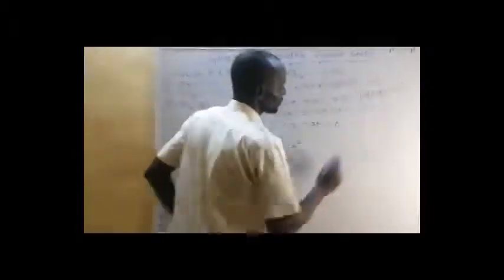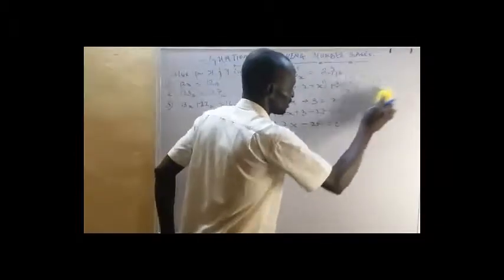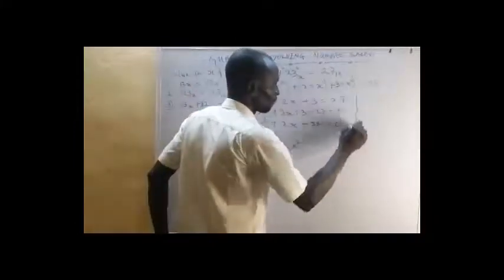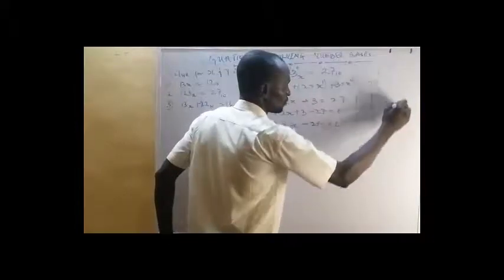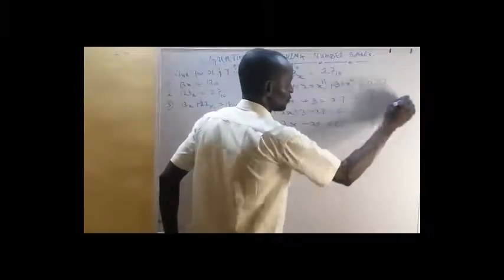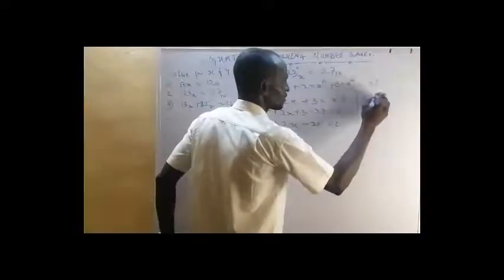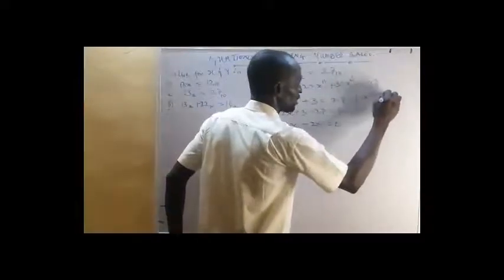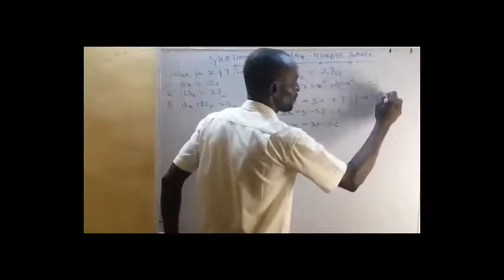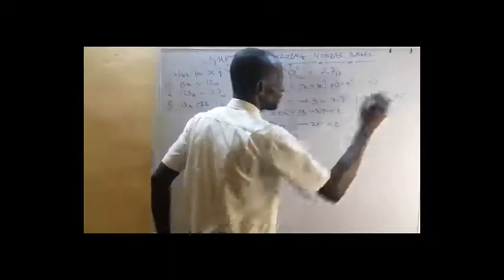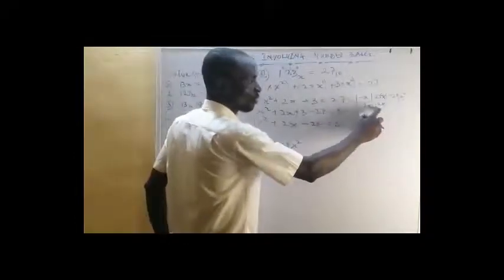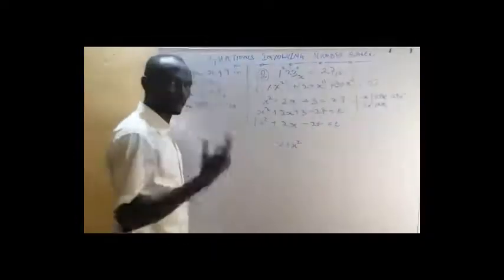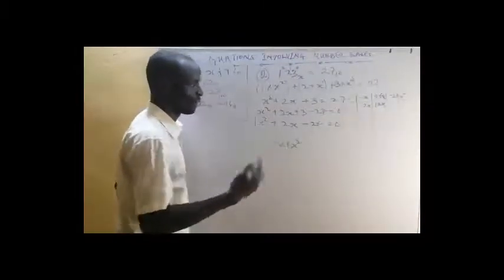Let me expand this to make it more visible, please. If I have minus x multiplying 24x, it will give minus 24x squared. If I have minus 2x multiplied by 12x, it will give me minus 24x squared.